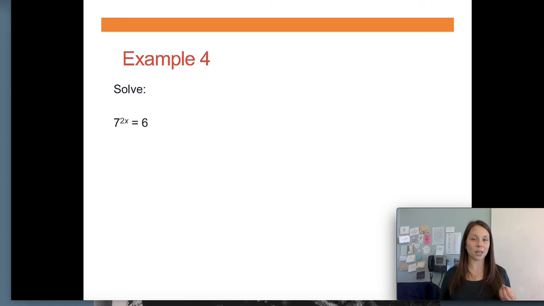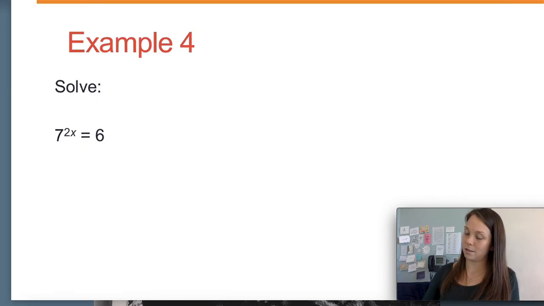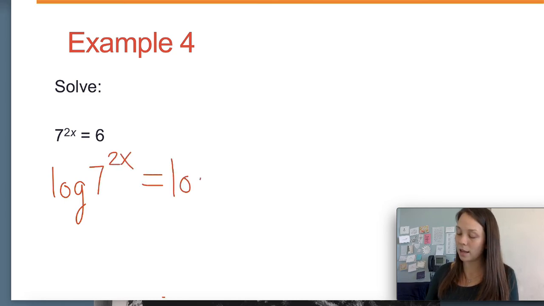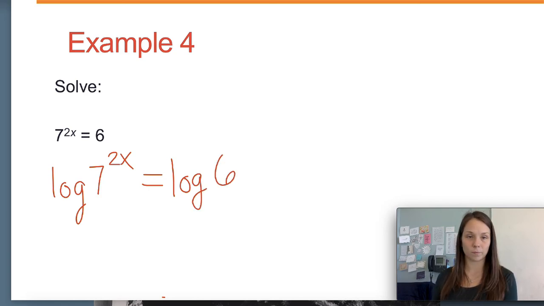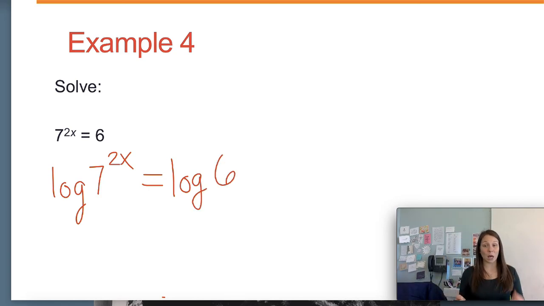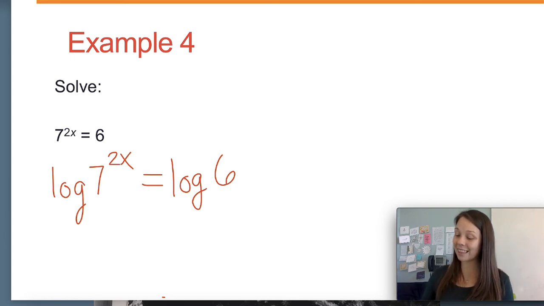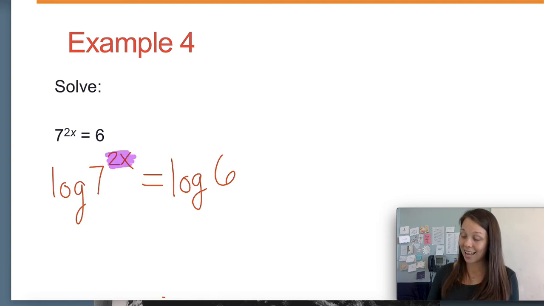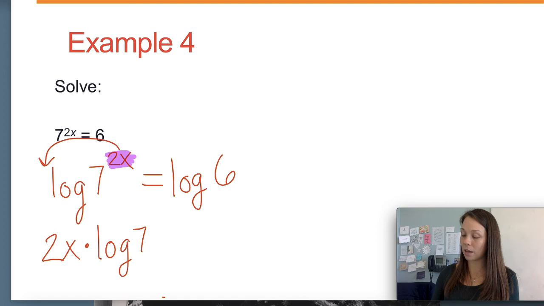So instead, what we can do is we can take the logarithm of both sides. So I'm going to take the logarithm of the left and right side. So the logarithm of 7 to the power of 2x equals the logarithm of 6. The reason why this helps us is because when you have exponents within a logarithmic function, you can take that exponent, remember, and kick it to the front. So really, this will simplify down into 2x times log of 7 equals the log of 6.